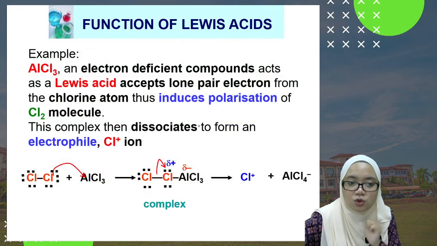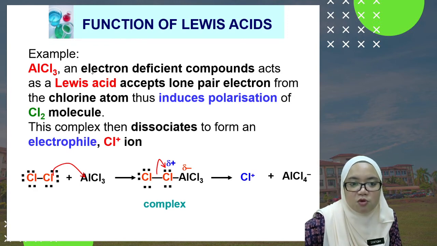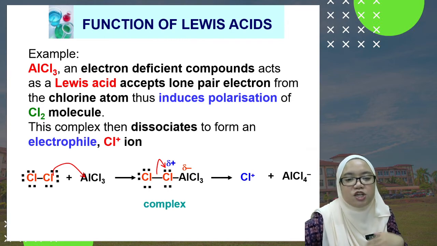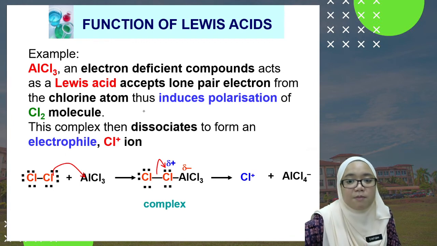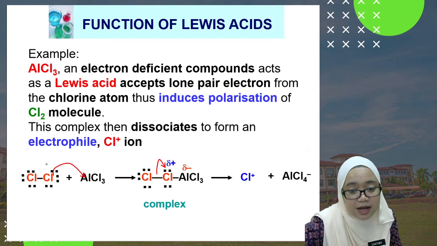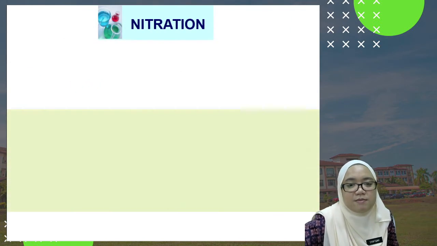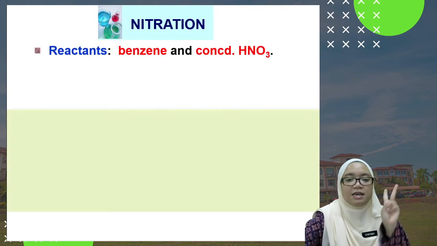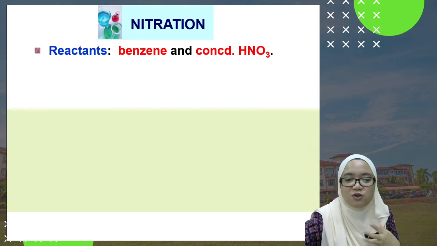Okay. So for example, how does this happen? Since AlCl3 is an electron deficient compound, it will act as a Lewis acid by accepting a lone pair of electrons from the chlorine atom, causing the Cl on this side to become Cl+. So it will form AlCl4- plus Cl+. Okay. And then we have the second electrophilic aromatic substitution, which is the nitration reaction.